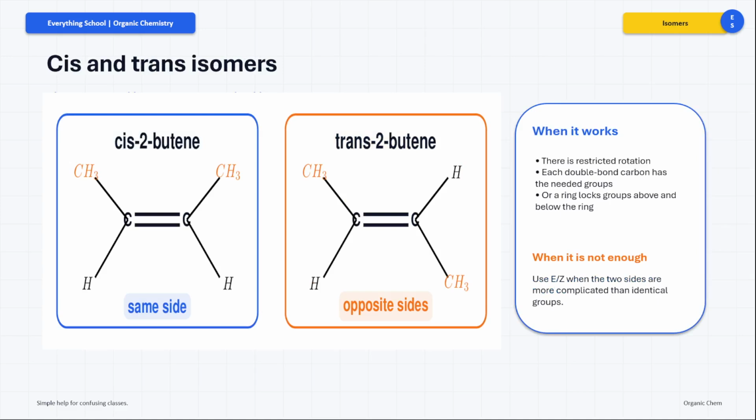The formula is the same, the connectivity is the same, but the arrangement around the double bond is different. That makes them stereoisomers. More specifically, they are geometric isomers.